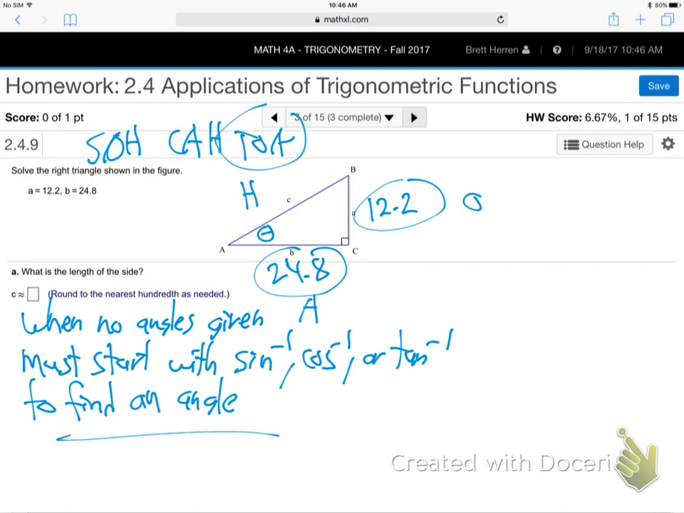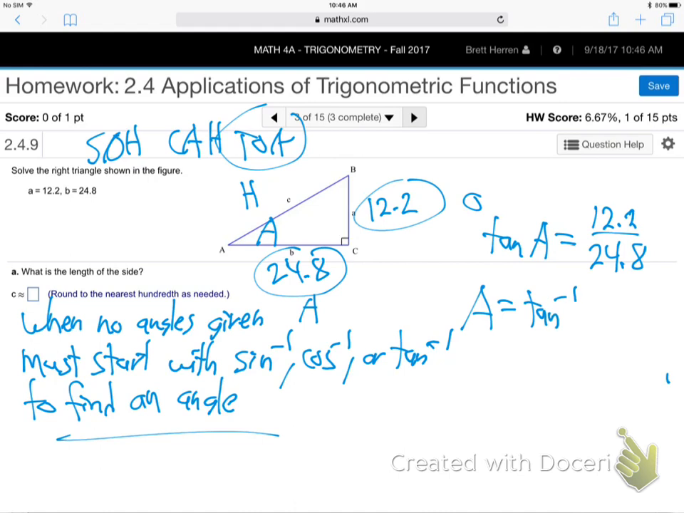So that means tangent of that angle theta, I just called it theta. Or I guess they want me to say A. Okay, I'll go with their naming. Tangent of angle A is opposite, 12.2, over adjacent, 24.8. You agree? The tangent of angle A is opposite over adjacent. Okay, so how do I find A? Well, that means angle A is going to be inverse tangent of 12.2 over 24.8.